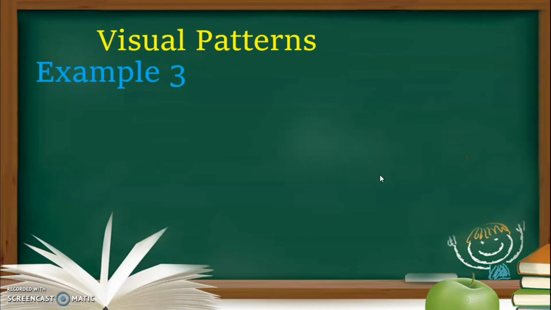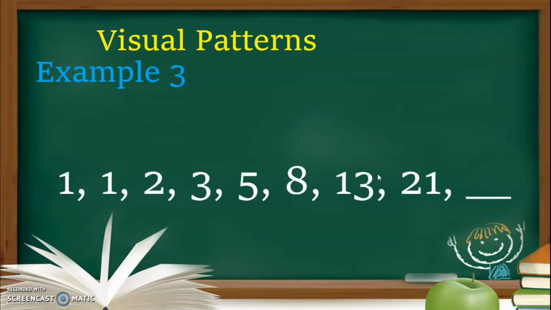So, last, example number 3 sa number pattern natin. 1, 1, 2, 3, 5, 8, 13, and 21. Ano yung nakikita ninyo na pattern? Sa magkasunod na number, before yung next number, ay ina-add yung dalawa. Ina-add yung dalawang number. Katulad nito, 1 plus 1 is equal to 2.